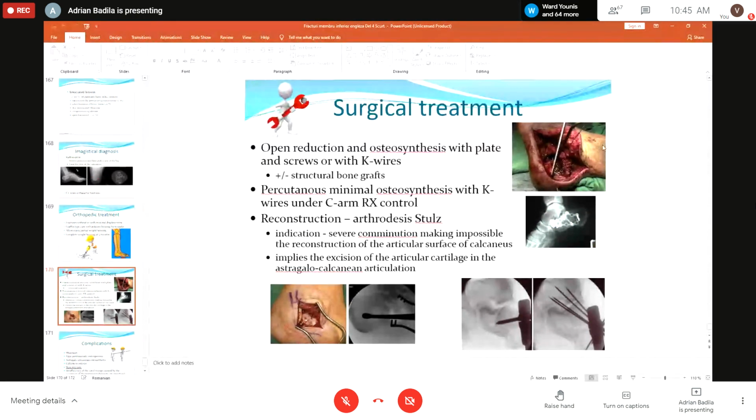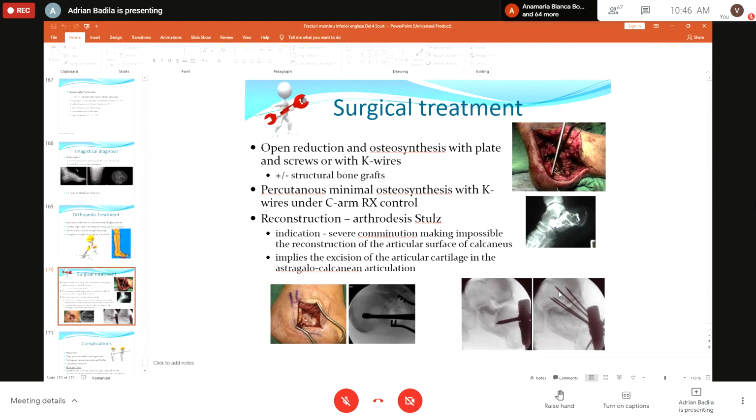On the right above we have a normal extensive approach for the calcaneum, and here we have a post-operative image after reduction and osteosynthesis with a plate. We can see that the height of the calcaneum was restored and the articular surface also very well reduced. The second option is the percutaneous minimal osteosynthesis with Kirschner wires under C-arm radiological control. Here is an example. We perform only minimally invasive approaches. We introduce some metallic instruments in order to elevate the depressed fragments. This is the image after reduction and fixation with 4 Kirschner wires.